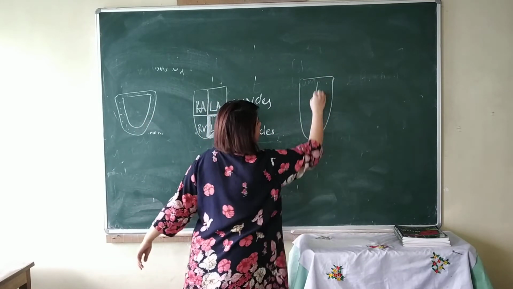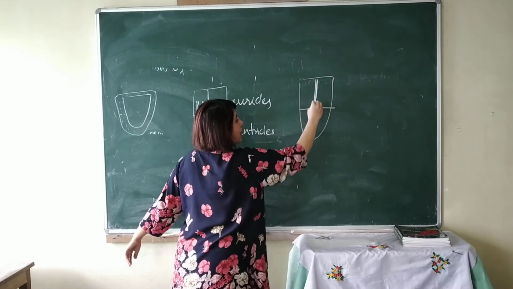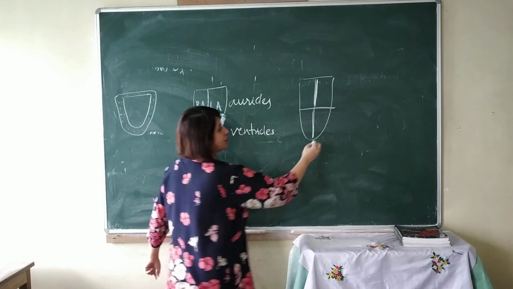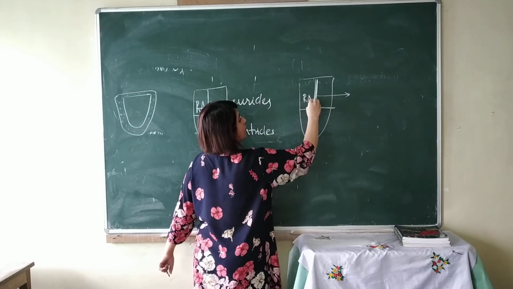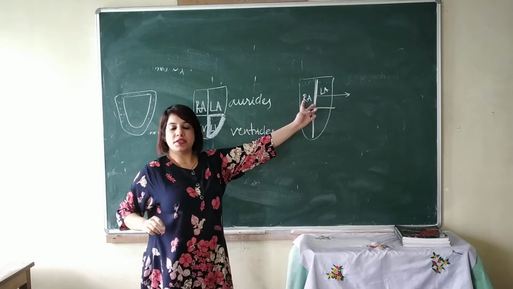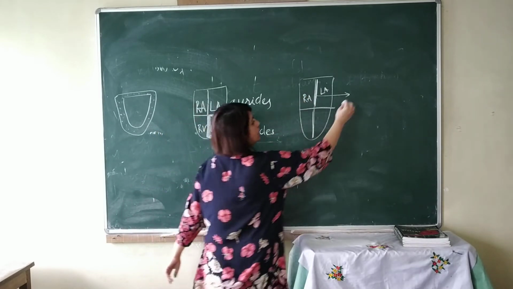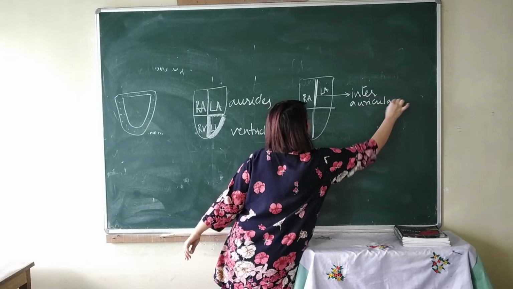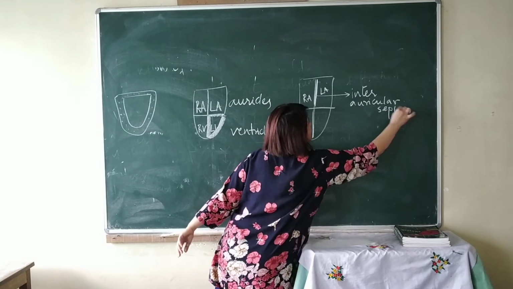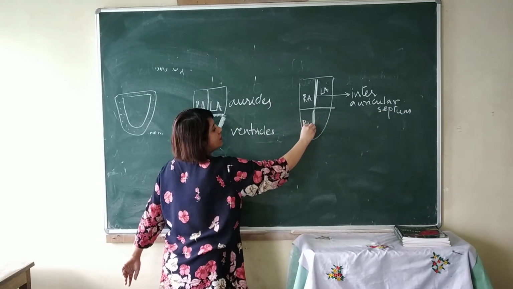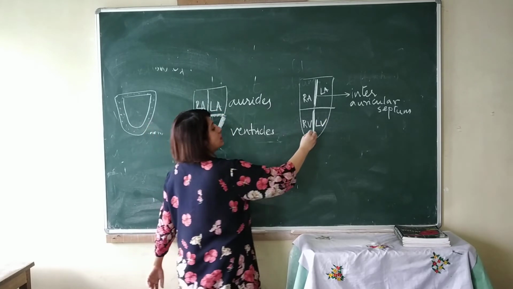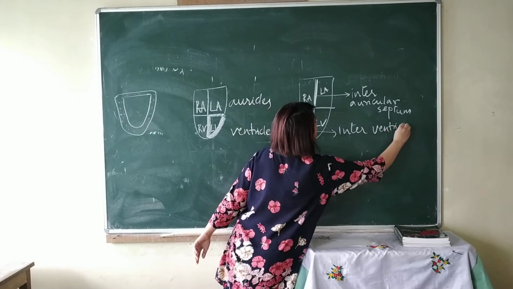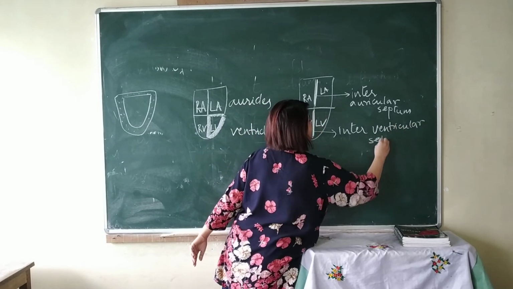Next, the auricles and the ventricles are separated by a membrane called the septum. The septum present between the right auricle and left auricle is called interauricular septum. And the septum present between the right ventricle and left ventricle is called interventricular septum.